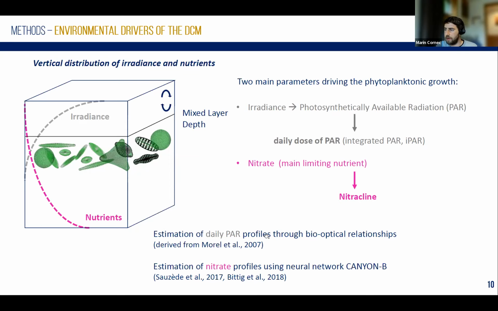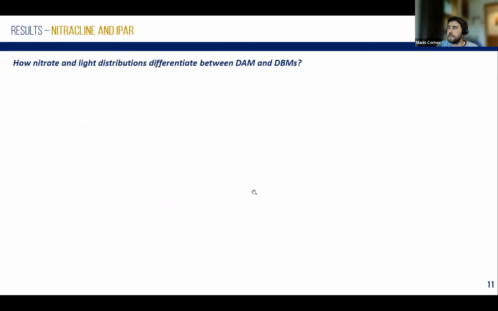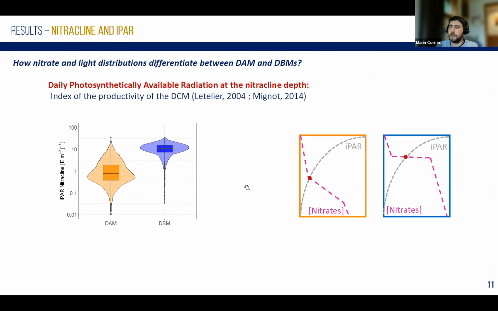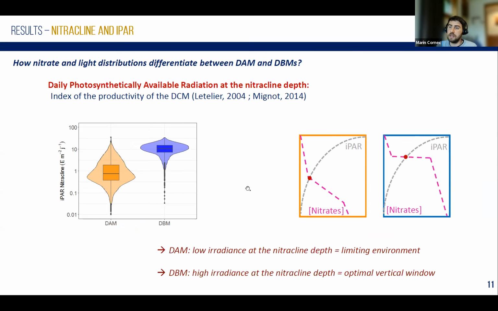For the daily PAR, we obtained it through bio-optical relationships, and nitrate was estimated using a neural network method. We look at the daily photosynthetically available radiation at the nitracline depth, which is an index of the productivity of the DCM. We use it to separate the deep photoacclimation profiles from the deep biomass maximum profiles. What we can see is that in the case of deep photoacclimation, we have low irradiance levels at the nitracline depth compared to the deep biomass maximum profiles, which confirms the previous sparse observations and allows us to generalize them at a global scale.